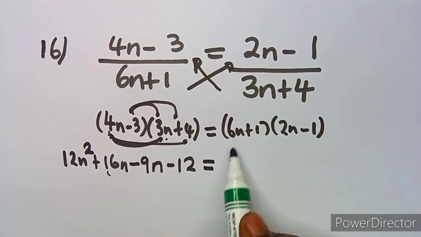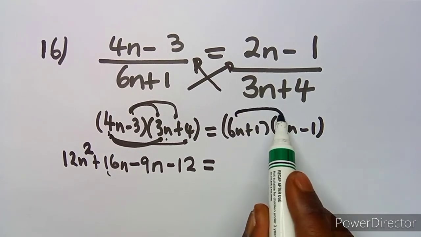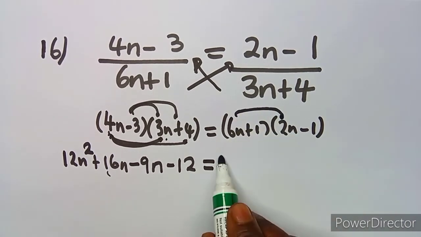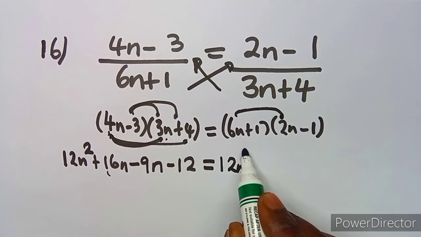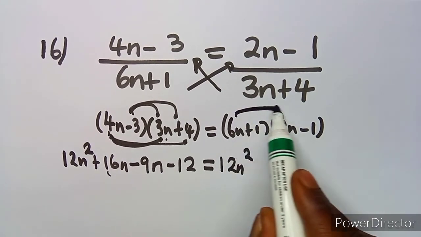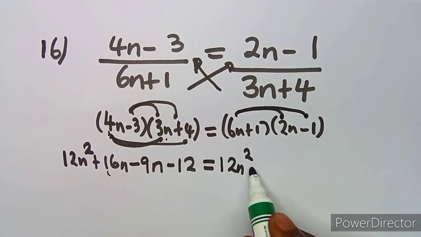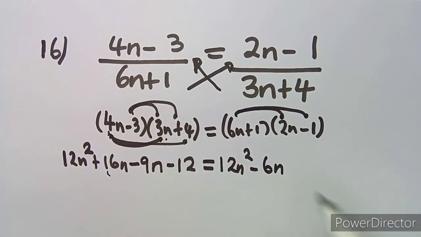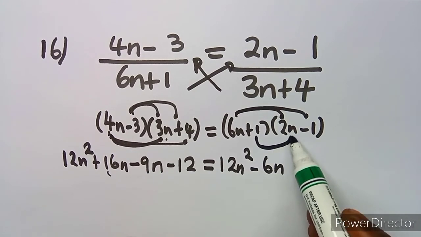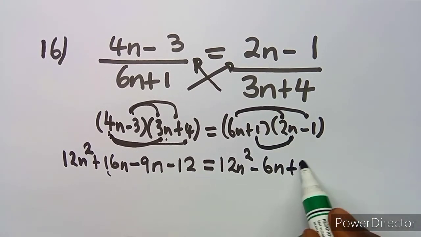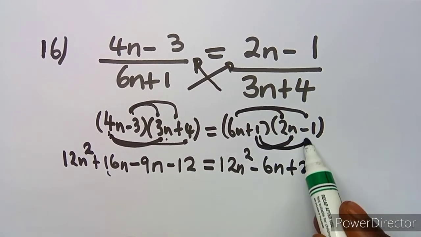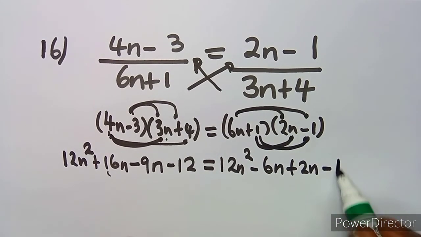Okay, so now let's move on to this part. We have 6n and 2n, which is actually 12n squared. Then 6n and minus 1, which gives us minus 6n. All right, we are done with 6n. We move on to this one. So it's 1 and 2 there, which gives us 2n. Then 1 and minus 1, which gives us minus 1.